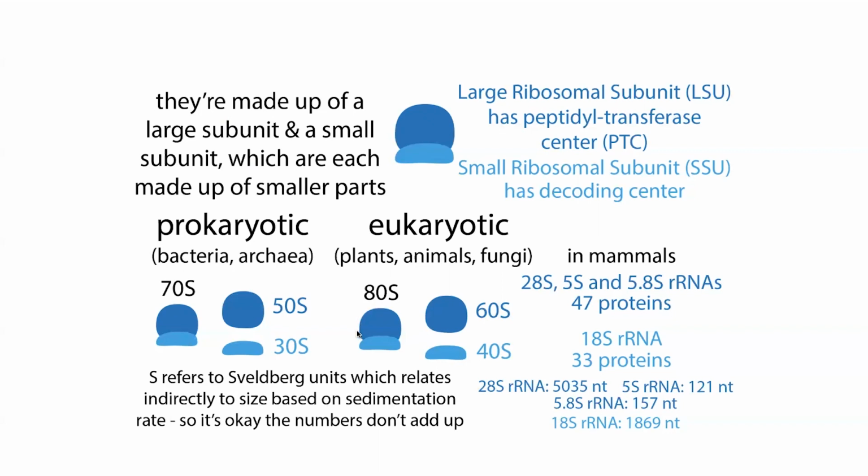If you're talking about 80S, well, now you're talking about a eukaryotic ribosome, so like plants, animals, and fungi. And these are made up of a 60S LSU and a 40S SSU. So if you come across these terms, that's what they mean.